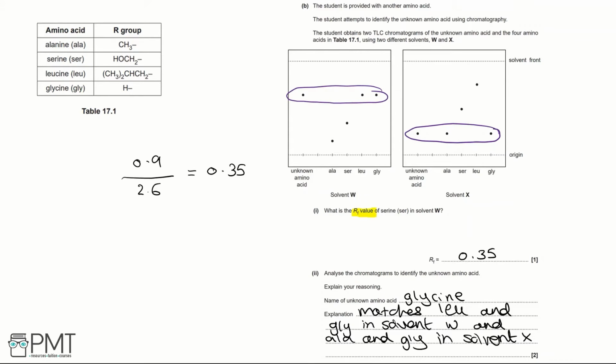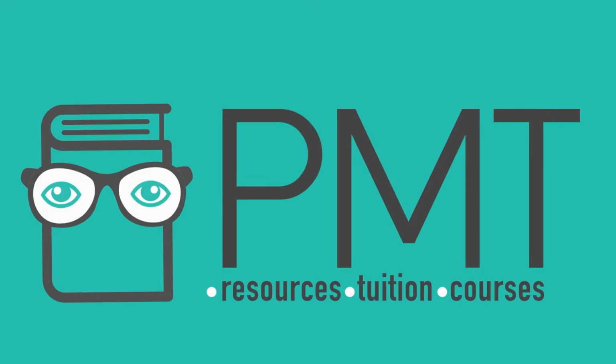To get the marks for this question, you get your first mark for having the correct explanation and your second mark for correctly identifying the unknown amino acid, glycine.